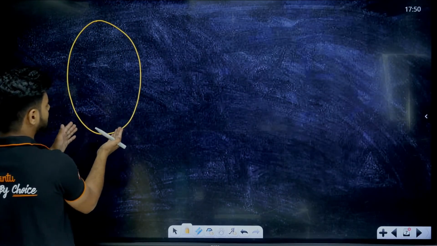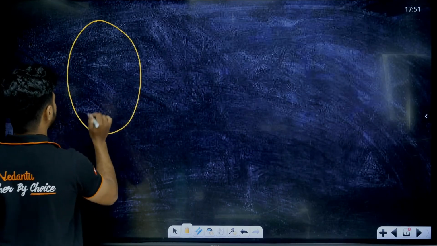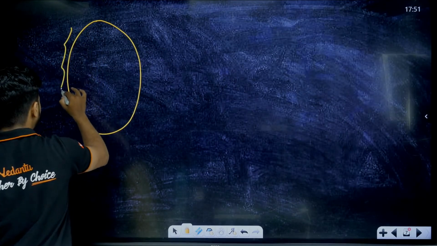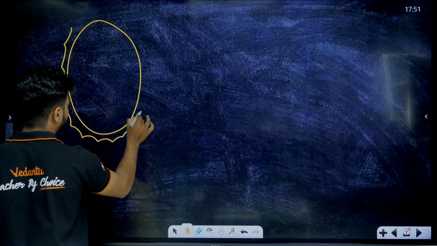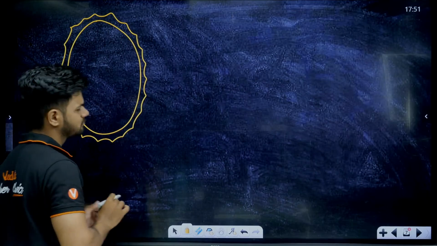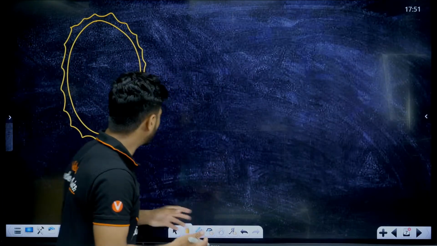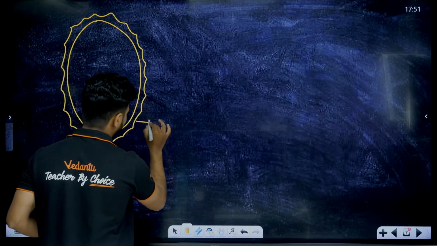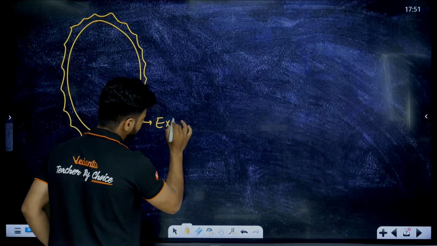Or rather say two separate layers on the outside. Your typical pollen grain has two layers. The outer layer has a little bit of ornamentation. It is a little stylish. The outer layer is called as your exine. It's called as what? Exine.